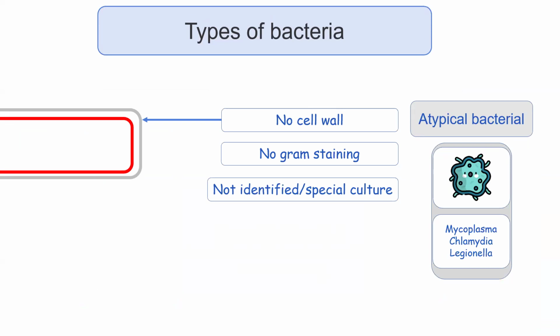We have a third type of bacteria called atypical bacteria. The atypical bacteria have no cell wall, and because these bacteria have no cell wall, there is no gram staining, and they do not appear in conventional culture and sensitivity. Examples of these bacteria are Mycoplasma, Chlamydia, and Legionella. The importance of this information is that some types of infection may be due to atypical bacteria that will not appear in conventional culture and sensitivity. For example, community-acquired pneumonia. So these types of bacteria need to be covered during empirical therapy.